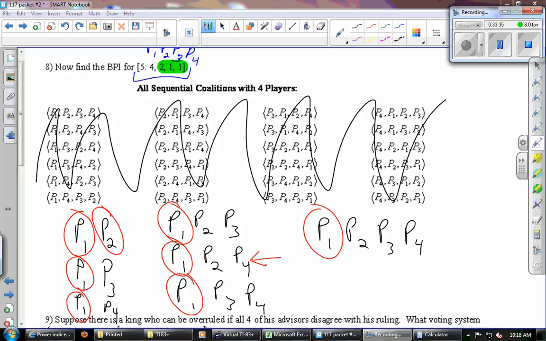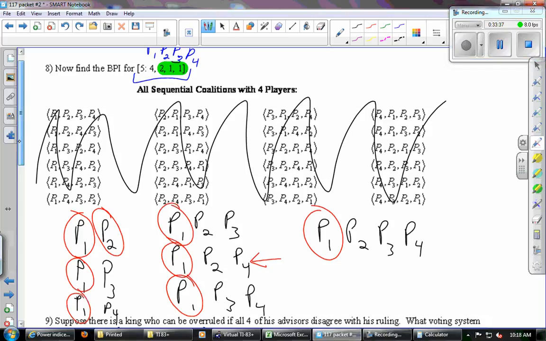So can you guys help me fill in the rest? In terms of the pairs, is P3 circled in this one? Yep, 3 and 4 both circled, so everybody's important in the pairs. How about in the first trio? Is P2 important? They're not. This coalition wins even if you take away P2's votes.